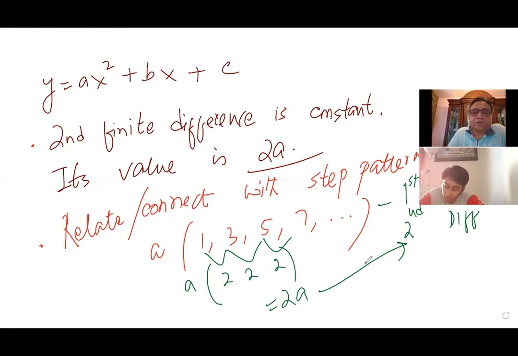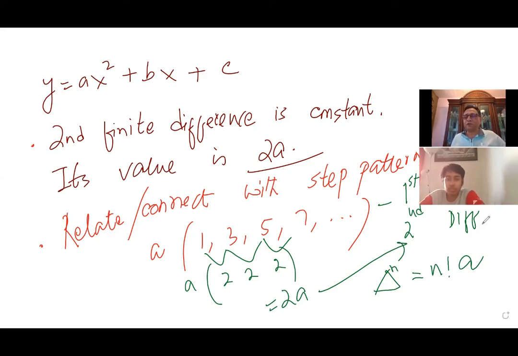In grade 12, you will learn this formula: if we are talking about polynomials, it could be of degree n, right? Yeah. The nth difference is how much? It is equal to n factorial times a. So if I have a cubic equation, then the third difference is going to be constant, correct? Yeah.